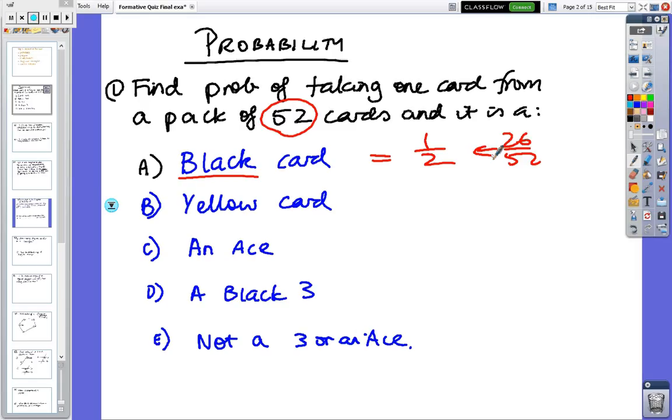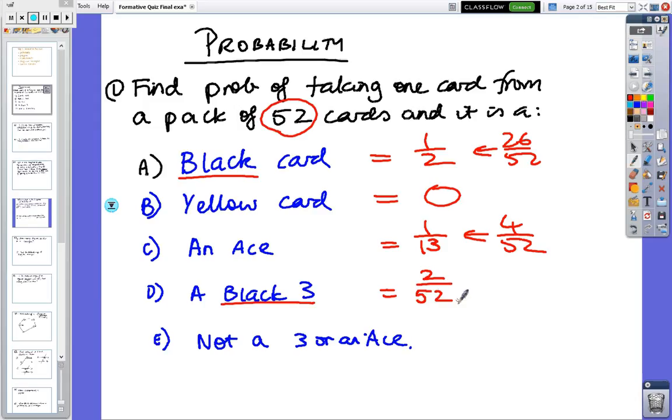Okay, what's the chance of getting a yellow card? There are no yellow cards, so it's 0. An ace, there's 13 cards and one of them is an ace, so it's 1 over 13. Or you could have started with 4 over 52, but you've got to cancel down. A black 3, well, there are 2 black 3s out of 52 cards. There were 4 3s and 2 of them are black, and then you've got to cancel down to 1 over 26.